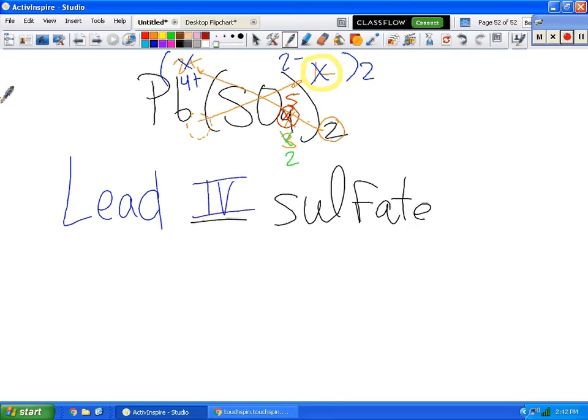All right. So lead(IV) sulfate is the name again. The reason this one was a little weird is because of this right here. That 1 negative is wrong, so we have to correct it by multiplying it by what it's supposed to be.